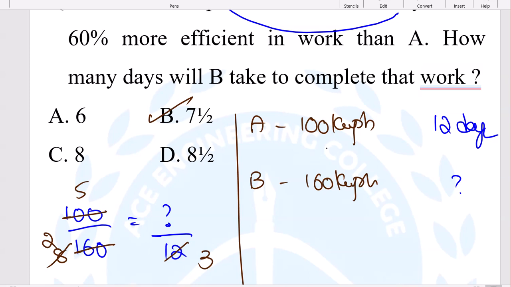Now, why did you take the reverse? Time and speed are inversely related. 12 days is the time, and 100 kilometer per hour, 160 kilometer per hour is the speed. Inversely related, so 100 divided by 160 is question mark divided by 12. Directly proportional means 100 divided by 160 should equal 12 divided by question mark. Directly, this is inversely. So 7.5, seven and a half.